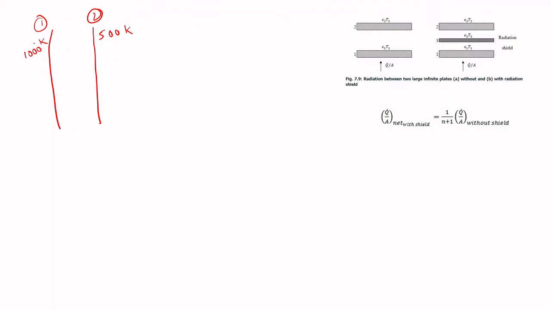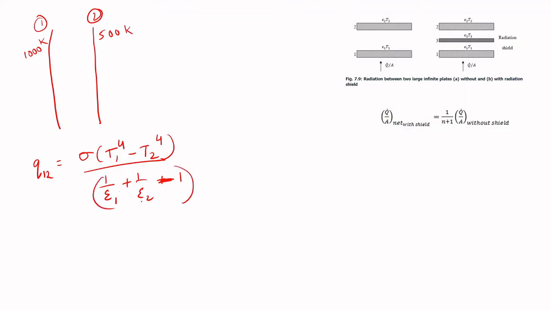Now if I want to write the heat exchange occurring between these two walls, I can write Q12 is equal to sigma (T1 raised to 4 minus T2 raised to 4) upon (1 upon epsilon 1 plus 1 upon epsilon 2 minus 1). So epsilon 1 and epsilon 2 are the emissivities of the walls, and in this case we have been given epsilon 1 is equal to epsilon 2. So if we put it into this equation, we will get sigma (T1 raised to 4 minus T2 raised to 4) upon (2 upon epsilon minus 1).